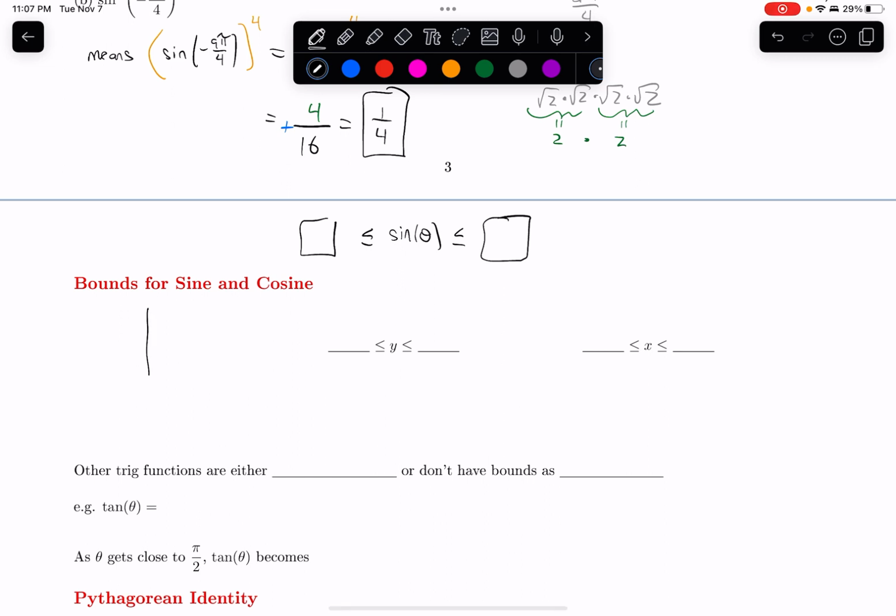Okay, so I'm going to draw my axes, and then I'm going to draw my unit circle. Let's draw the unit circle. Okay, not a great picture. Let's draw that one more time.